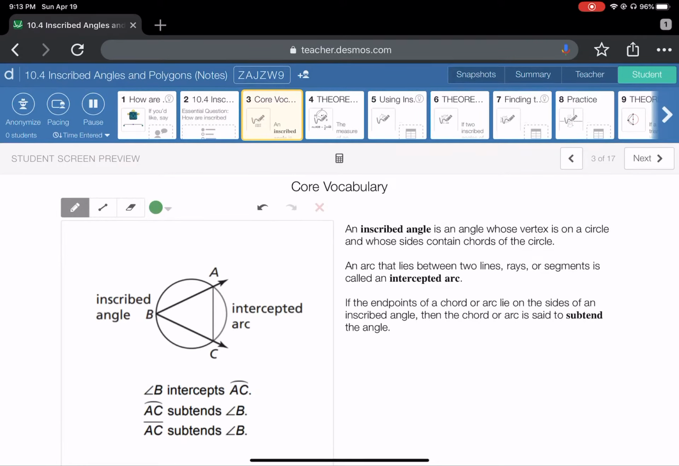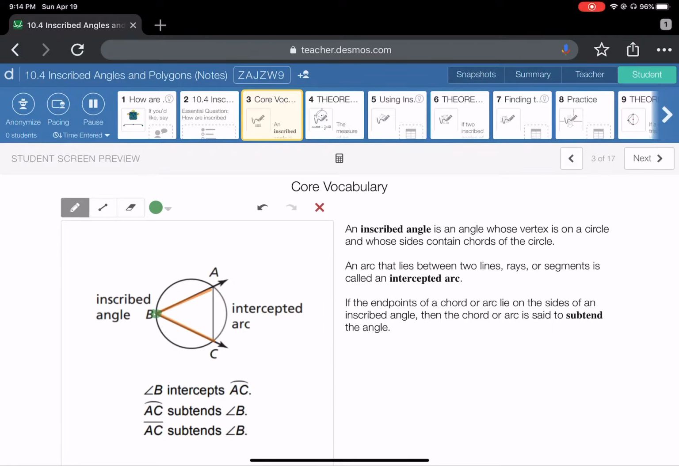So some core vocabulary to start off with is an inscribed angle is an angle whose vertex is on a circle and whose sides contain chords of the circle. So here we have angle B or angle ABC. This angle ABC is an inscribed angle because its vertex is located on the circle. So if it's located on the circle, we call that an inscribed angle.